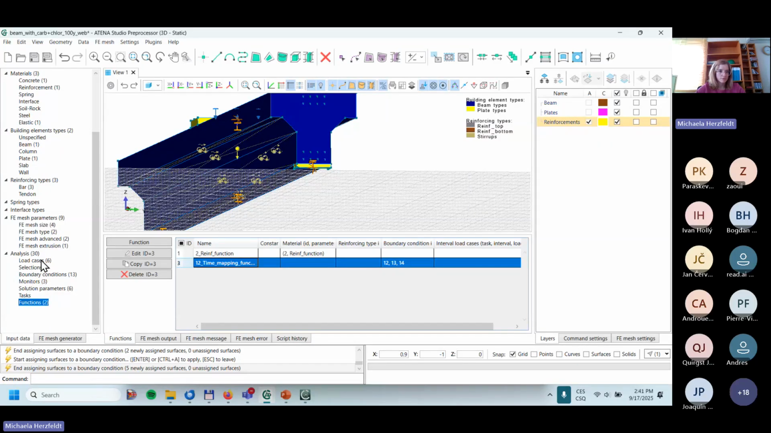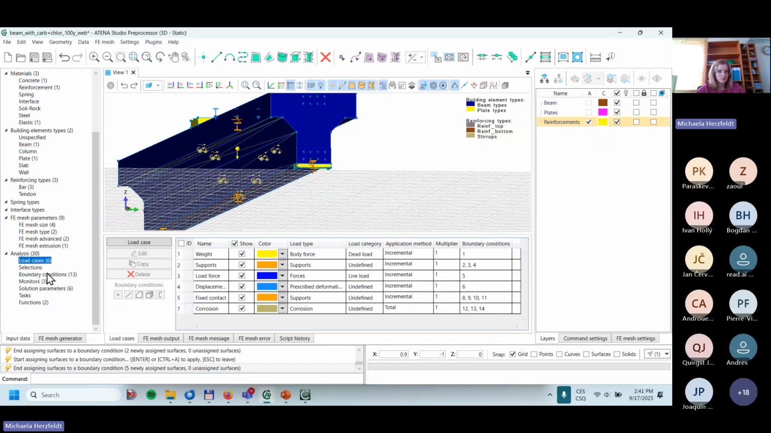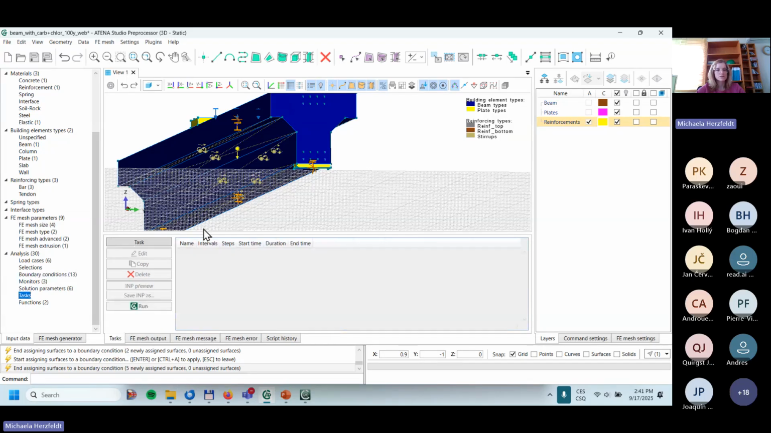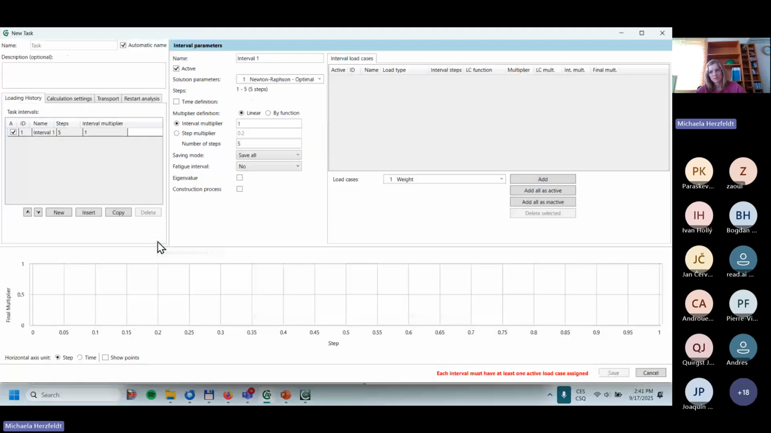Okay, so we have prepared the load case. Thanks to that load case, we were able to create and assign boundary conditions, and in task we can create the loading history.